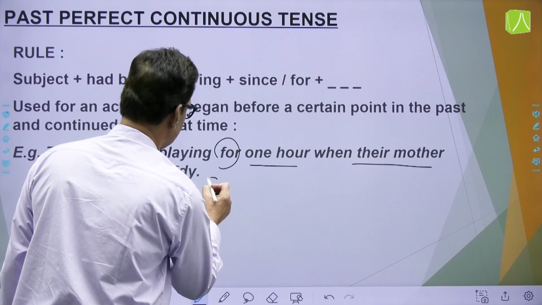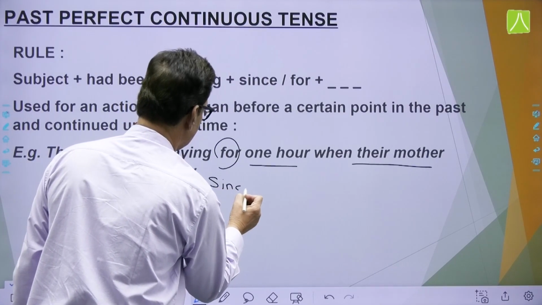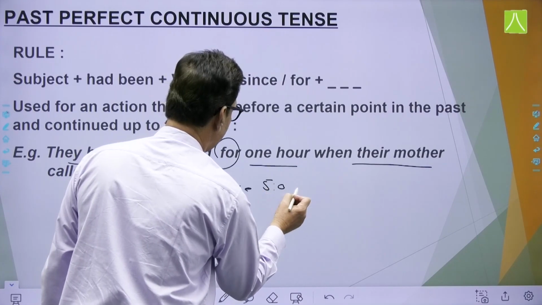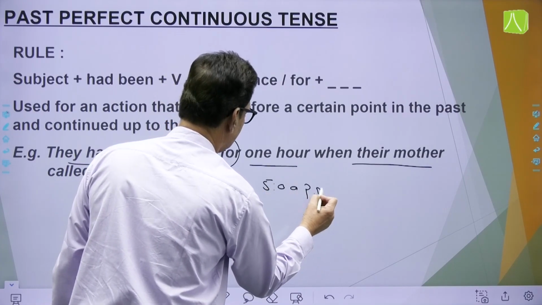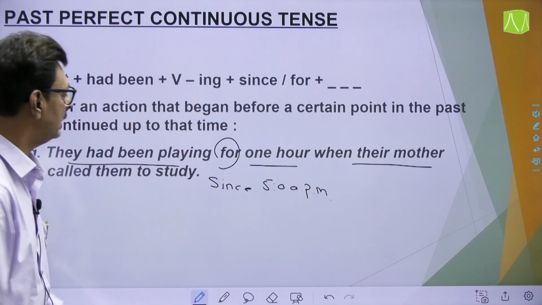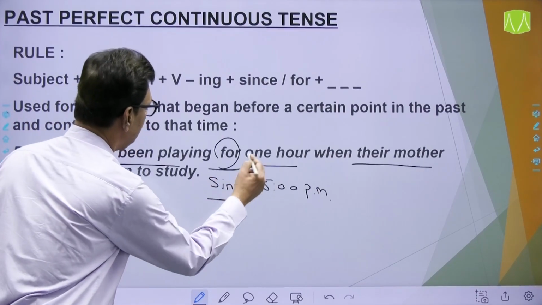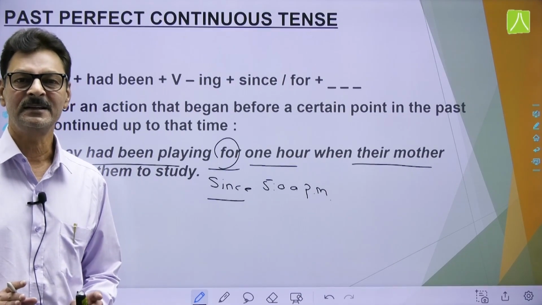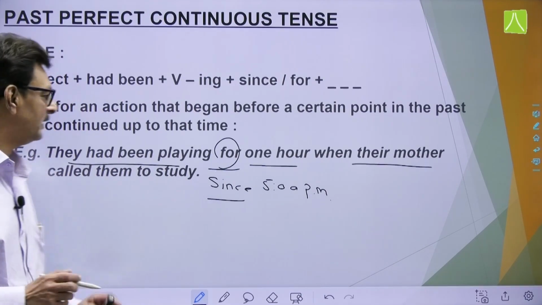But if I just say since 5 PM, if the time had been given then it would have become since, but here it will be for. I hope this is very very clear. Fine.